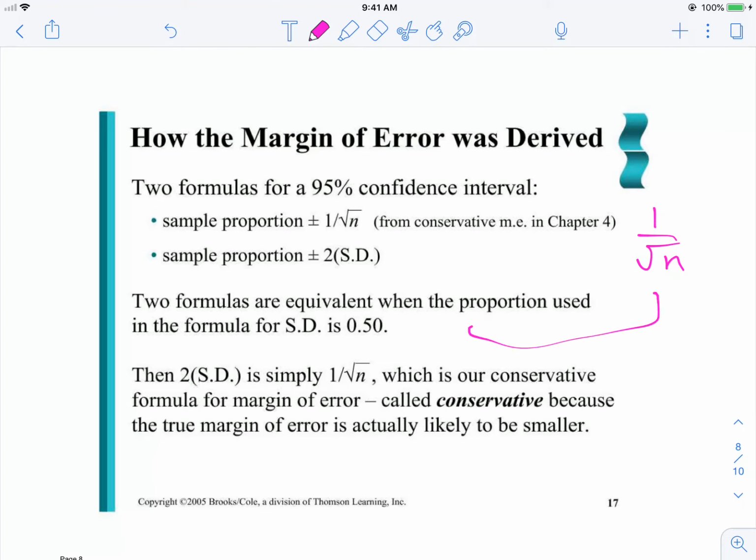The two equations for a confidence interval and the margin of error are equivalent when the proportion used for the standard deviation is 50%. Now, a lot of times that's not actually true, but this gives you a case where the two are equivalent. Margin of error, 1 over the square root of n, is a quick way to get an idea of what that confidence interval would look like. But if you wanted a more accurate example, you're better off using that full confidence interval equation with the sample proportions.